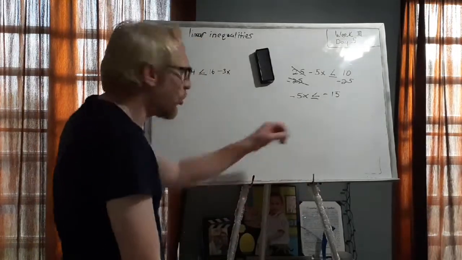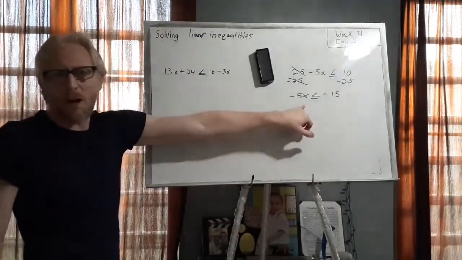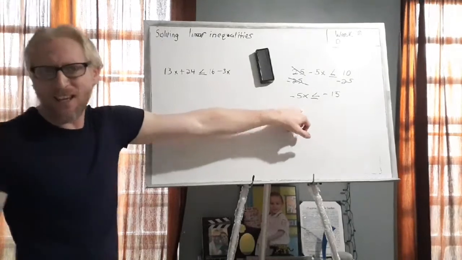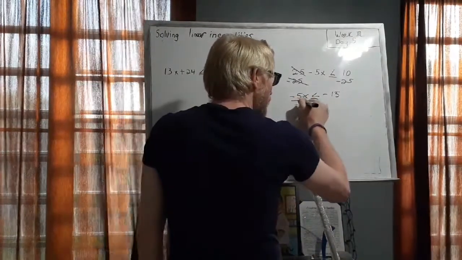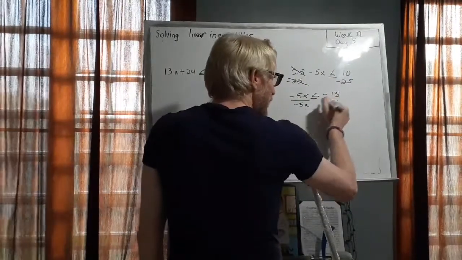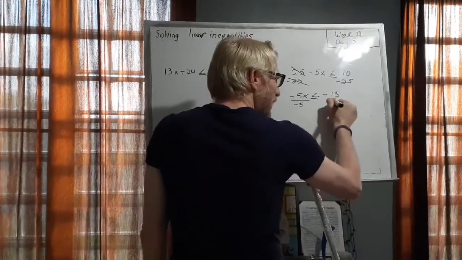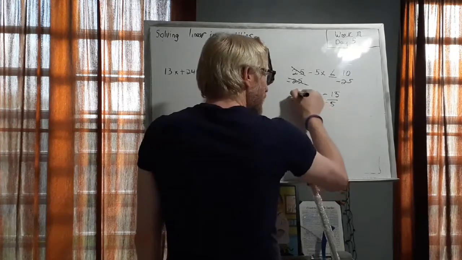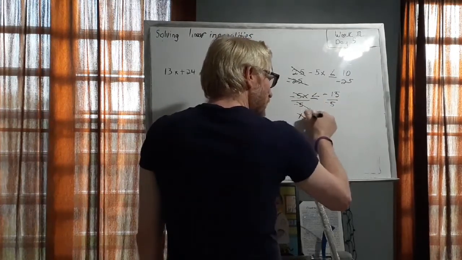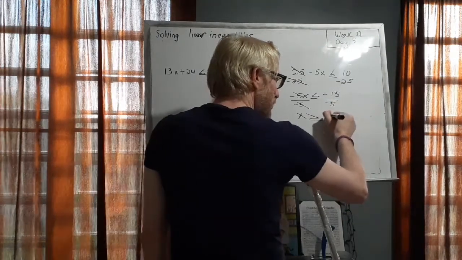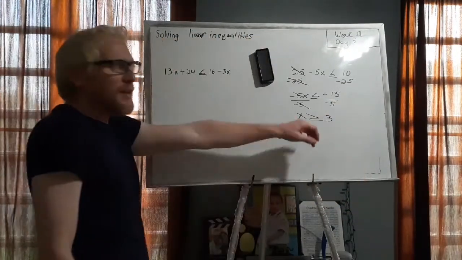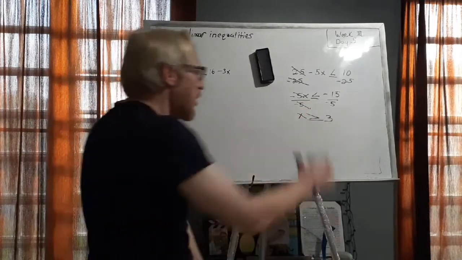But remember the rule. If the number that I'm dividing by or multiplying by is negative, the inequality is going to change. So it's going to be negative 5x, and negative 5. This is going to cancel out. My inequality is now x is greater than, and negative 15 divided by negative 5 is 3. So we say that x is going to be greater than or equal to 3.